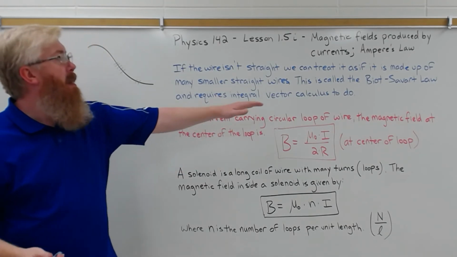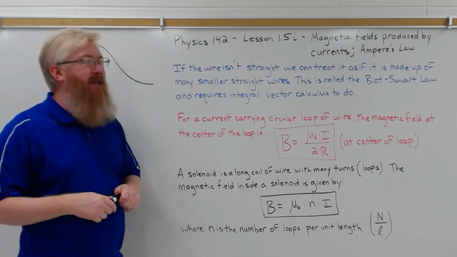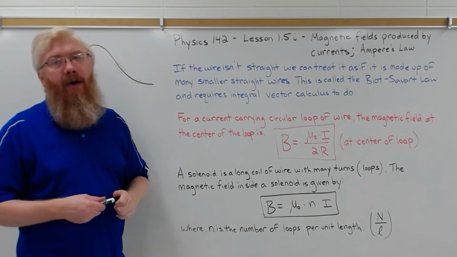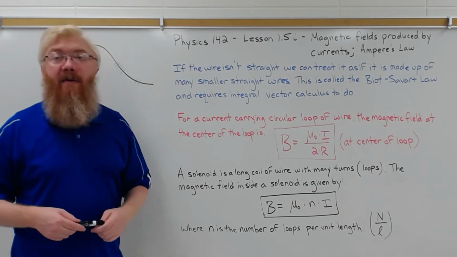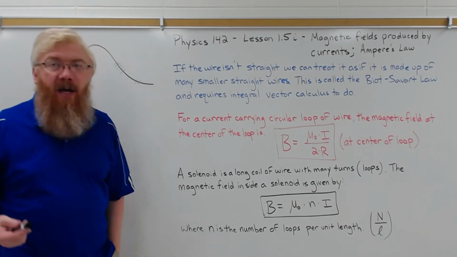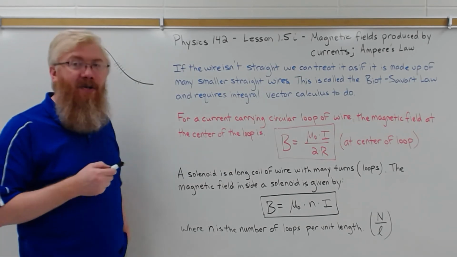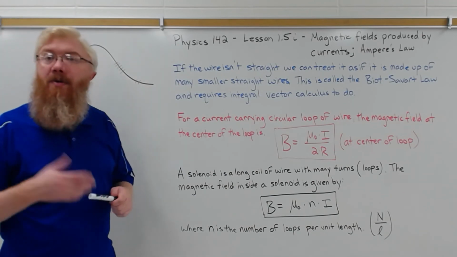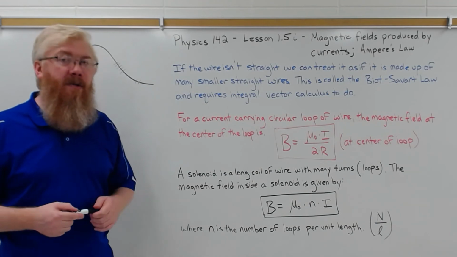This is called the Biot-Savart law. I'm not pronouncing that correctly, I'm sure that's French. This requires integral vector calculus to do. So it's something that is done at a 300 level physics level where you have vector calculus under your belt. None of you are in that position. We are not going to do this, but I just want you to know that it is possible to calculate the magnetic field around objects that aren't long straight wires.